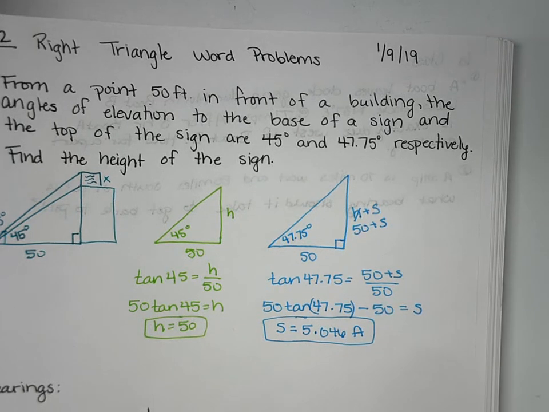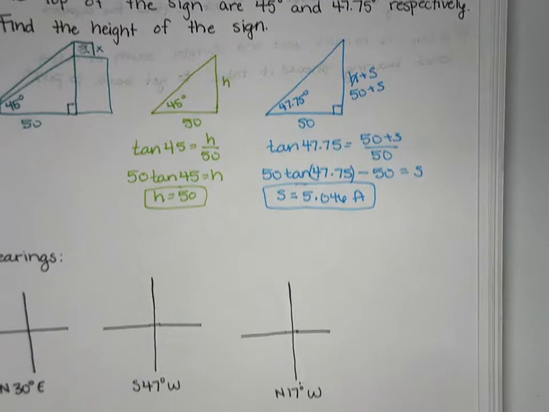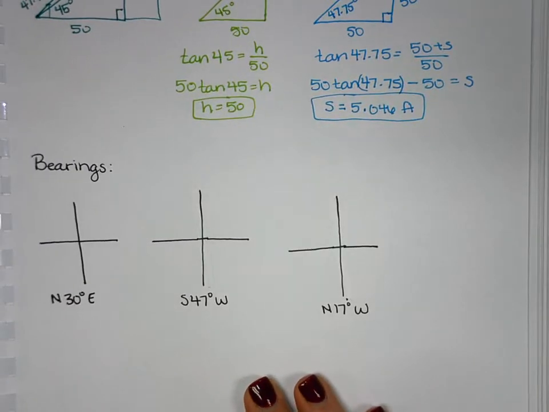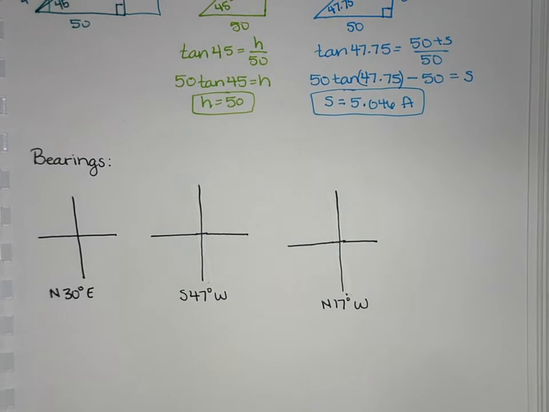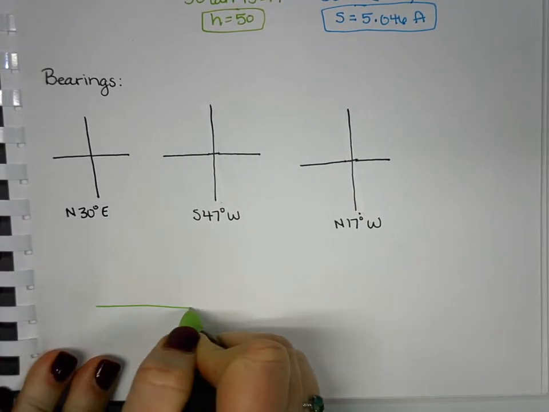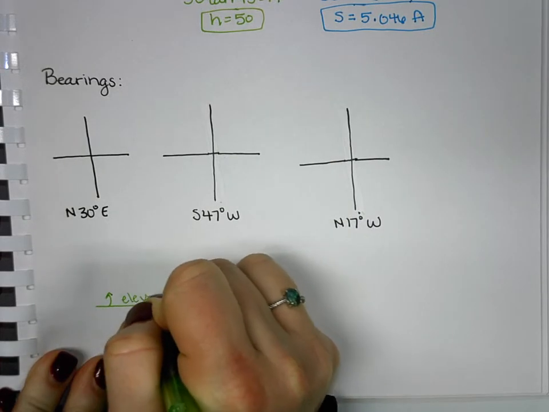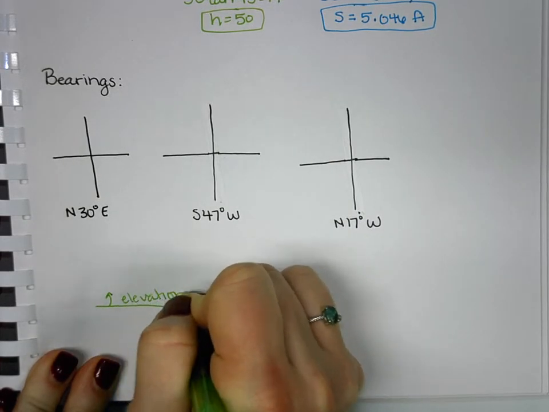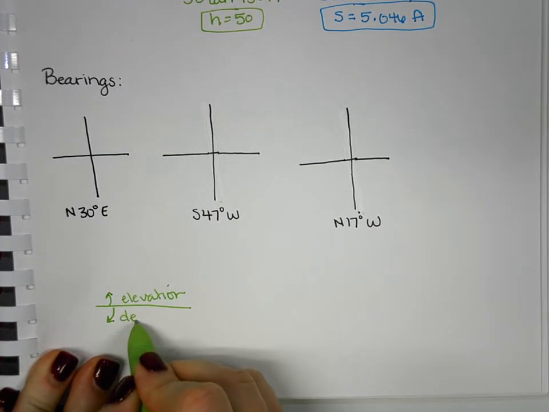So then the other thing I wanted to do is introduce bearings. We're going to do problems with bearings in class tomorrow, but I just wanted to introduce what a bearing is. So when we did angles of elevation and depression, just a recap down here, an angle of elevation, we took a horizontal and measured up. That was an elevation. And when we went down, that was considered an angle of depression.